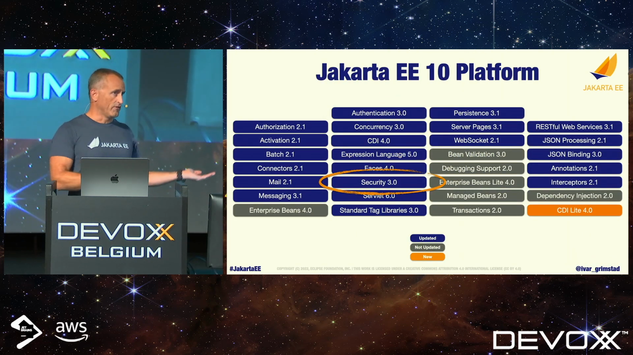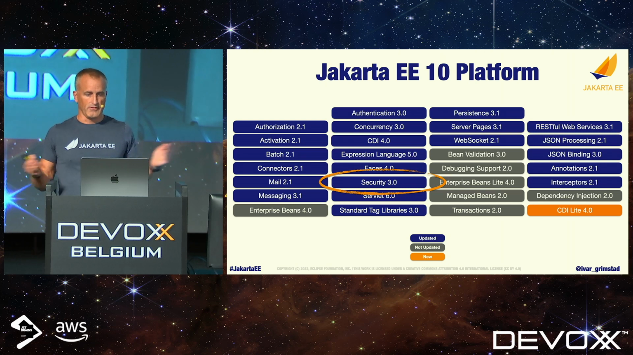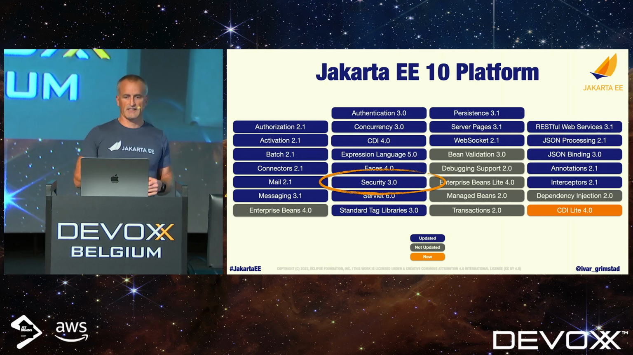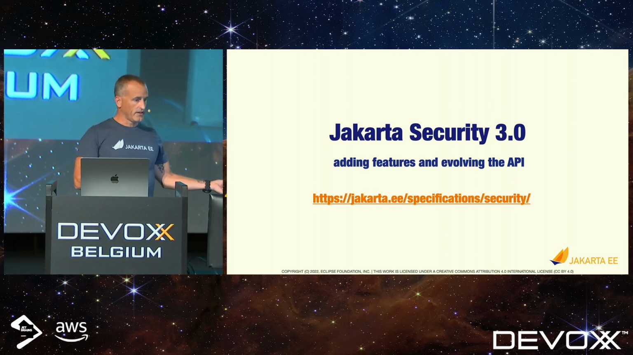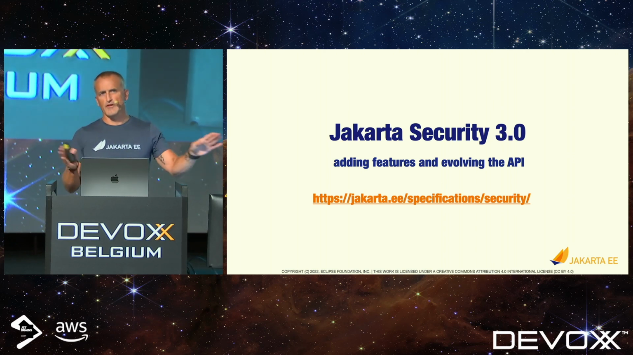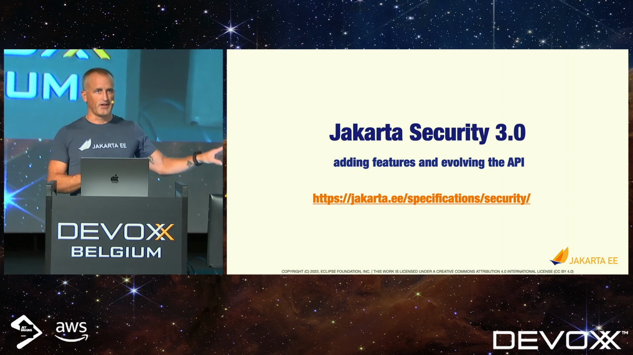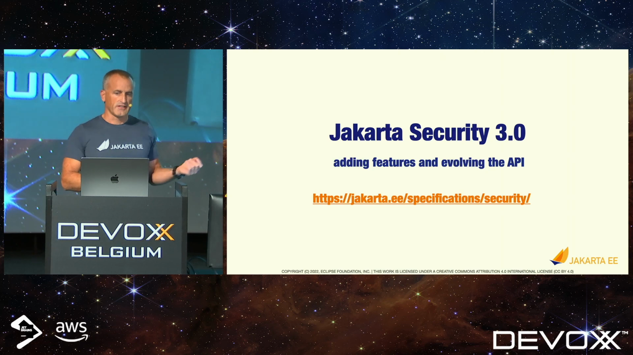So let's go through a couple of these specifications. I'm not going to go through all of them, just a couple of them. And let's start with security. And with security, they're doing a major update. I think they're removing some things and cleaning up the APIs. That's why it's a major, so it's kind of breaking. It's adding new features and evolving the API.